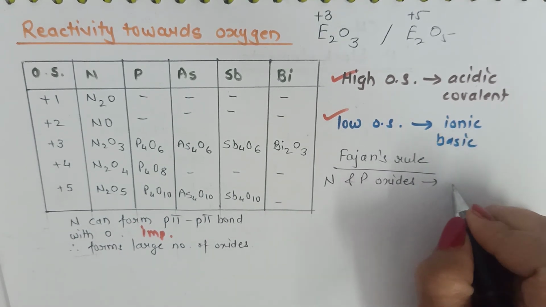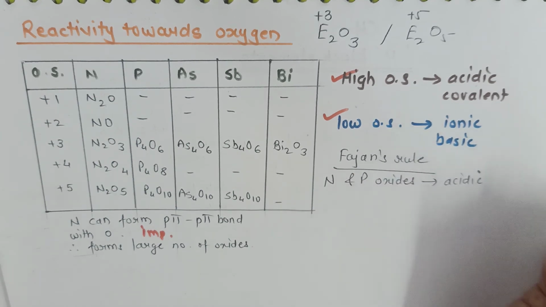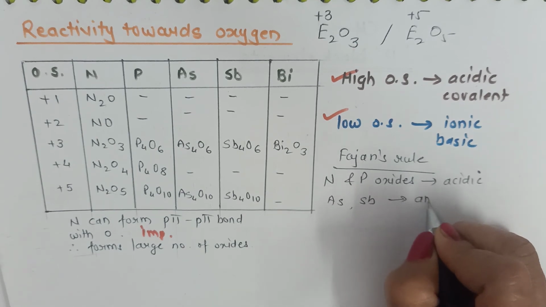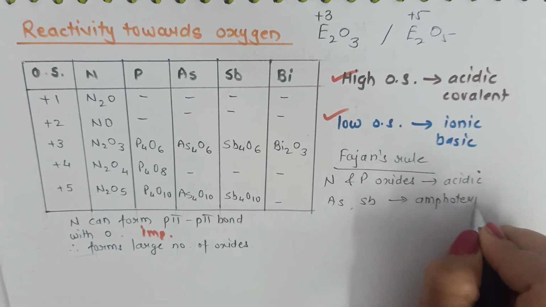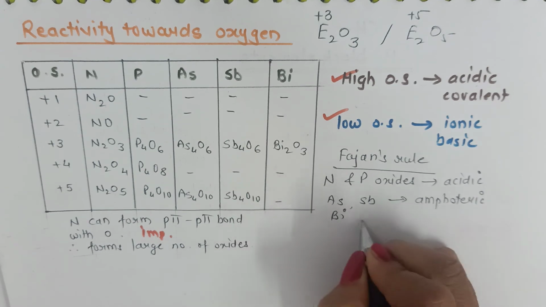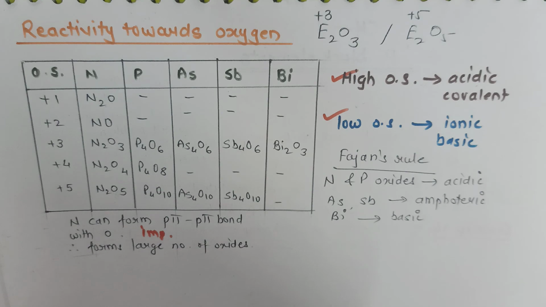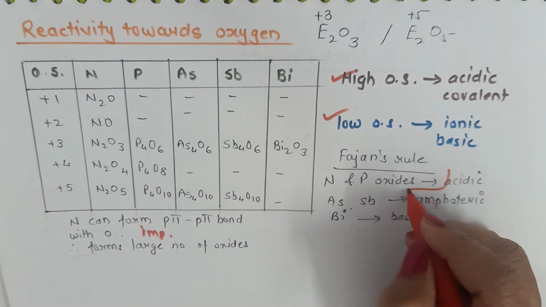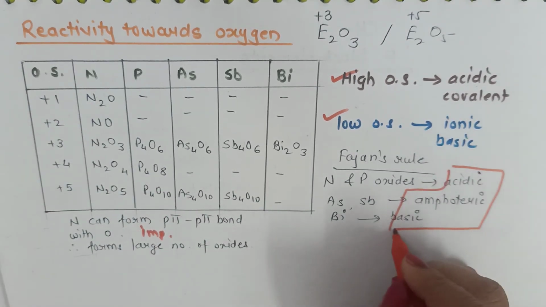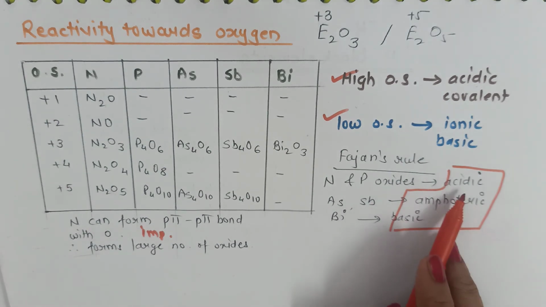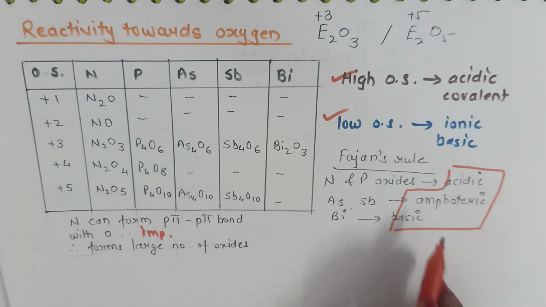So nitrogen and phosphorus oxides are acidic in nature. Arsenic and antimony form amphoteric oxides, and bismuth forms basic oxide. Now again, this will be a trick for remembering the oxides of any group from P block. That is, the upper elements will always show acidic oxide, the middle elements will show amphoteric oxides, and the lower elements will form basic oxides.